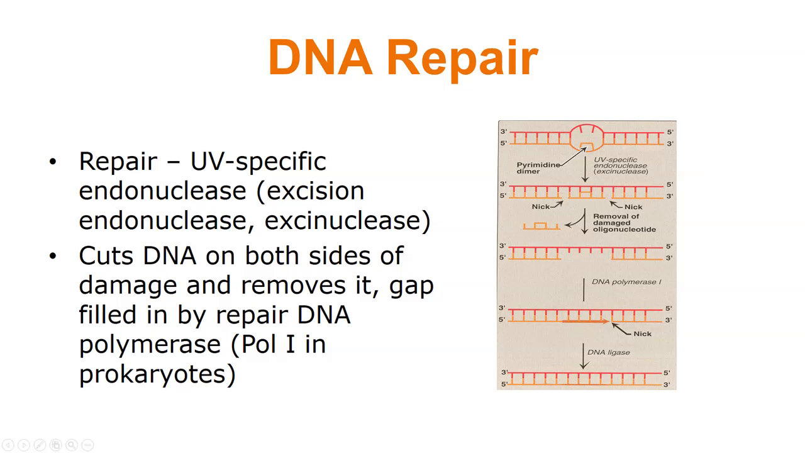Okay, and what this does is it recognizes damage, in particular caused by UV light, these thymine dimers, and it's going to come in and cleave on both sides of that, so it's an endonuclease, right? It's going to cut out that section, and then you can have your DNA repair enzymes come in and fill in that gap, and then a DNA ligase comes in and seals the nick. Pol I is shown in this, so we're talking about prokaryotes, but you have a eukaryotic, specific version of this enzyme as well.